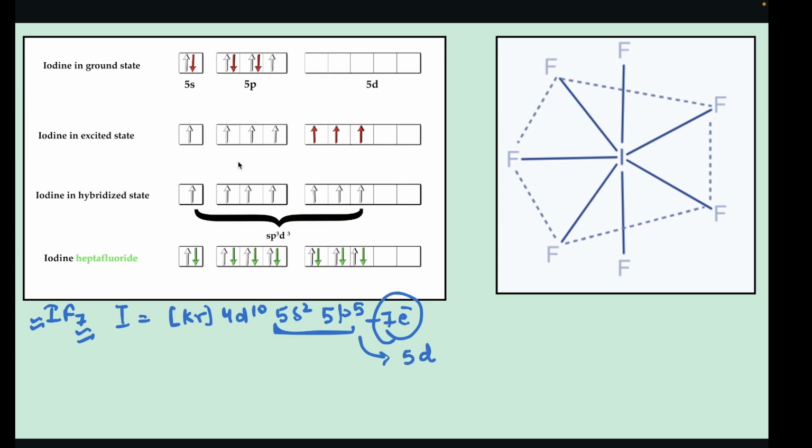Like here in this picture you can see that one s electron and 2 p electrons are promoted to d orbitals of fifth shell. So in excited state its electronic configuration is like krypton 4d10, 5s1, 5p3 and 5d3. Now 1s, 3p and 3d orbitals rearrange themselves to form 7 sp³d³ hybrid orbitals.